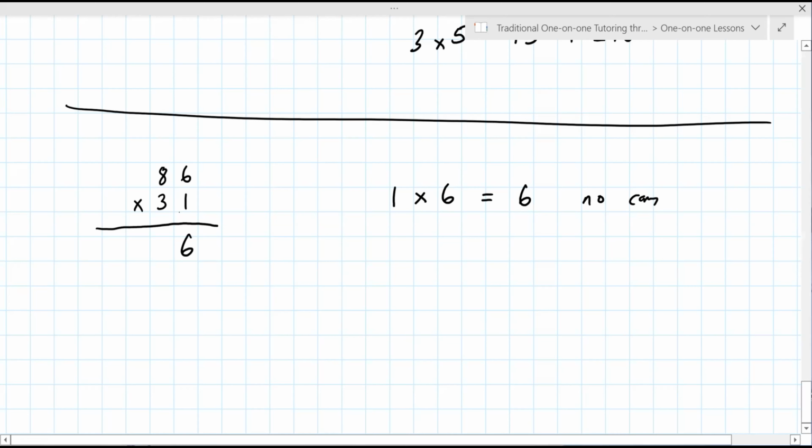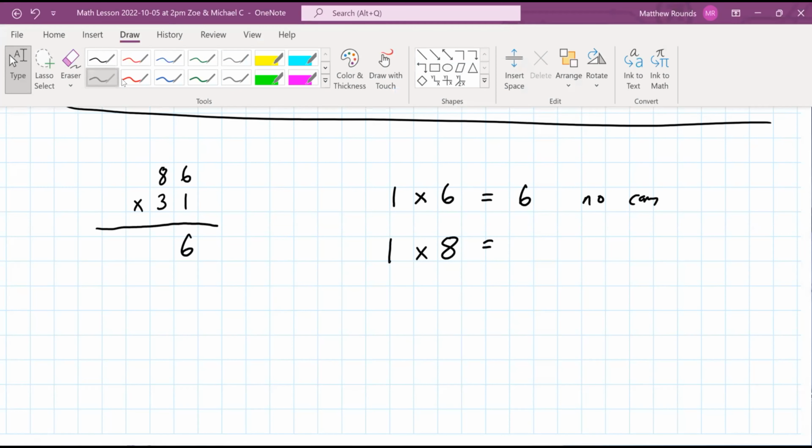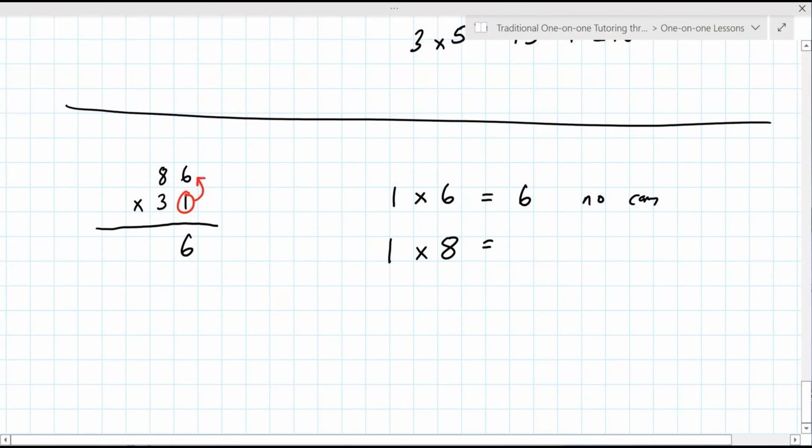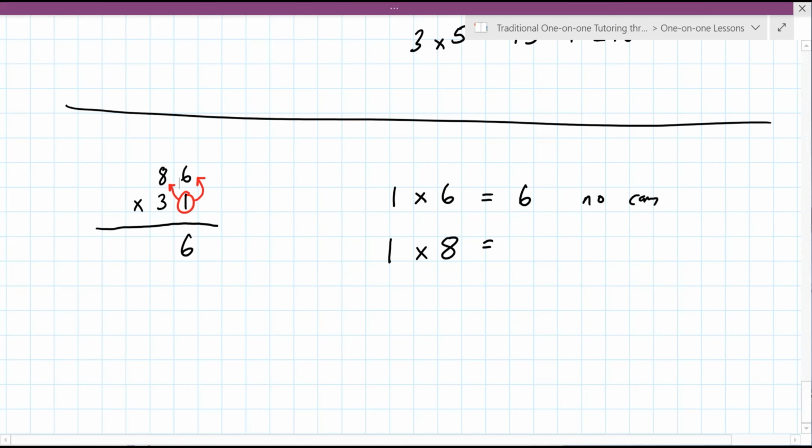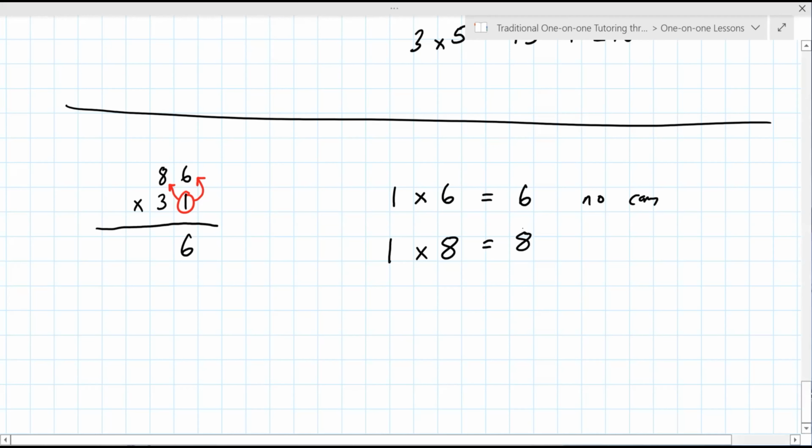What is the next number that we multiply 1 by? 3 times 8? Nope, it's 1 times 8. You have to use the 1 up completely. Do you see how we always take this 1 and multiply it by this first number and then this other number? You always do those first. What is 1 times 8? 8. And there's no carry, so we just put the 8 there.